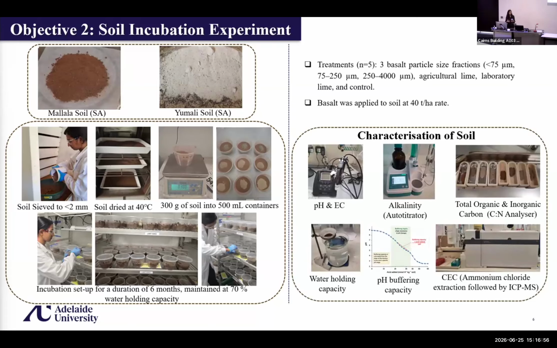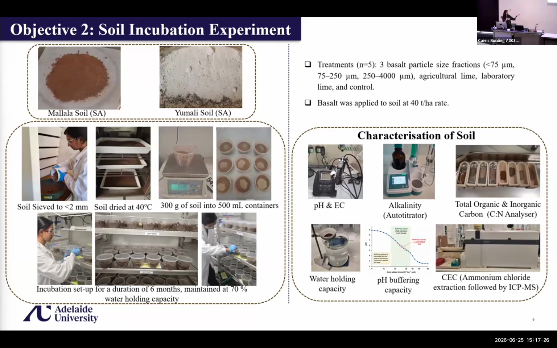and inorganic carbon using the CN analyzer, and water holding capacity, pH buffering capacity, and CEC. The CEC was measured using the ammonium chloride extraction method, followed by ICP-MS. Among this characterization of soil, the pH, EC, alkalinity, and CEC I'm analyzing every month. The rest, the pH buffering capacity and total organic and inorganic carbon, I analyzed for the baseline soil, and I'll be analyzing after 6 months of my incubation.